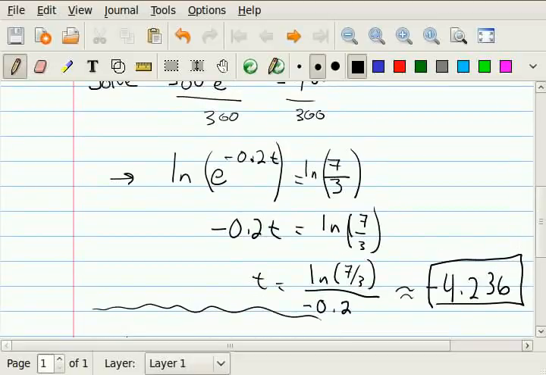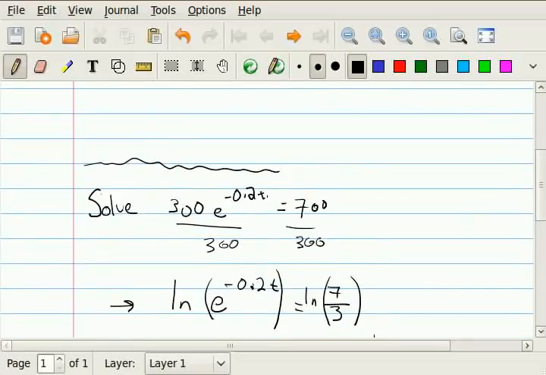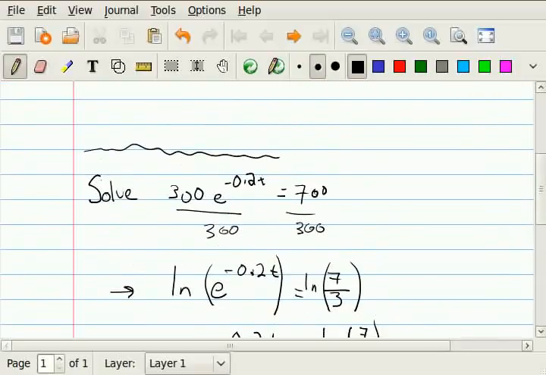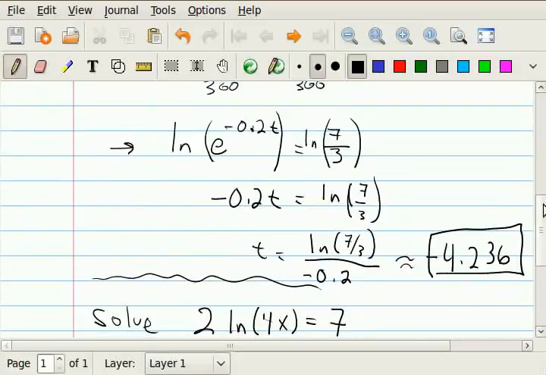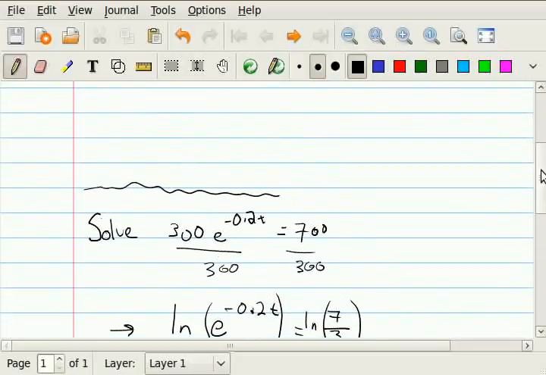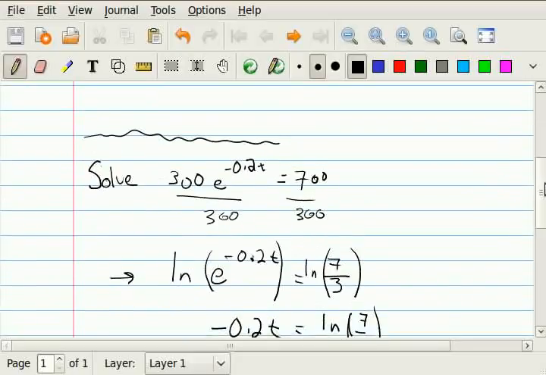And if you take that number and you put it back in for t in the original equation, you'll see that these two sides are equal. Well, actually, they'll be close to equal. If we round the answer, then it's not going to be quite the same thing. But 300 times e to the power negative 0.2 times this number, negative 4.236, that'll be about 700. So we can check that it solves the equation.